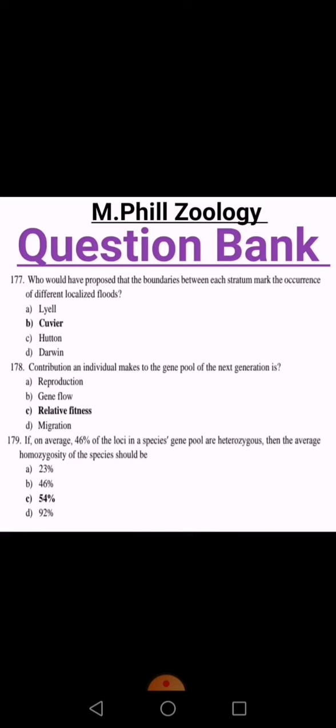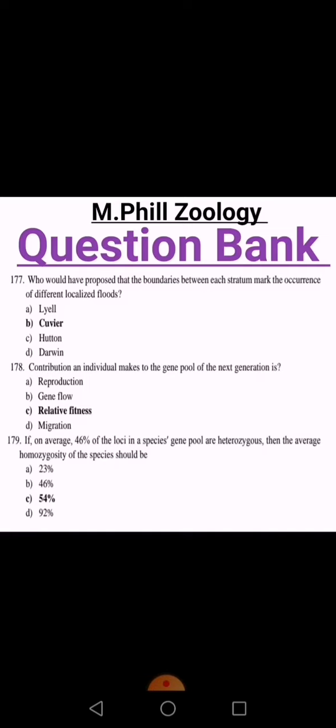Who would have proposed the boundaries between each stratum mark the occurrence of different localized floods? Mr. Cuvier marked these boundaries. B is right. Contribution an individual makes to the gene pool of the next generation is relative fitness. Relative fitness के तहत इंडिविजुअल्स अपनी अगली जनरेशन के लिए जीन पूल का कंट्रीब्यूट करते हैं.